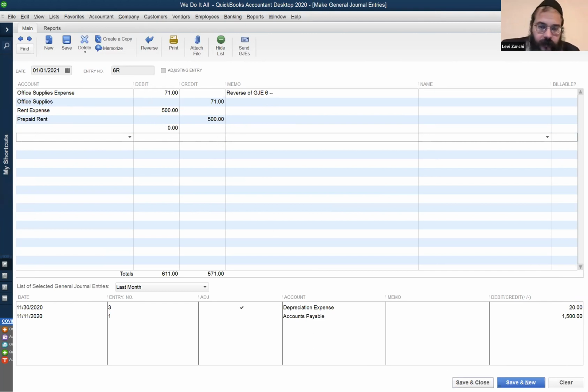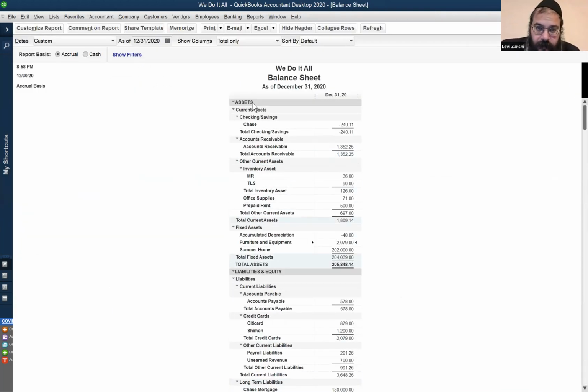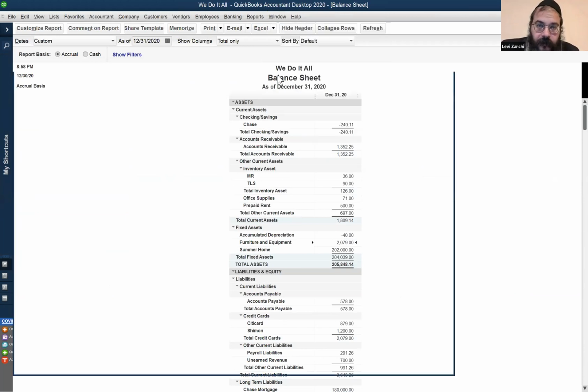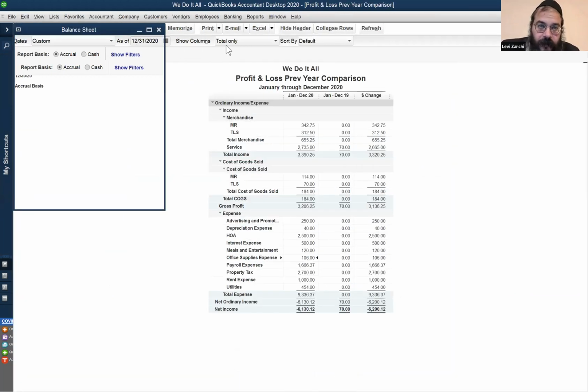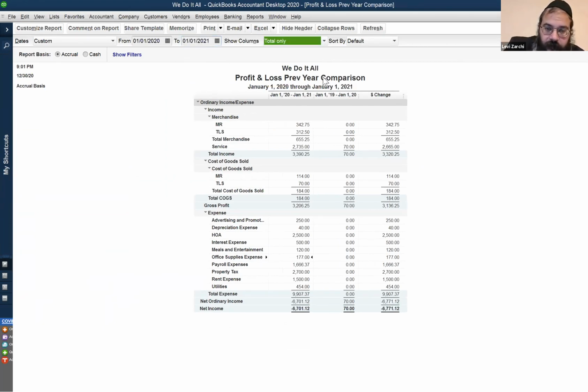And January 1, therefore, if we go to our P&L from 1 day later, we have a rent expense of 1,000 and office supplies is 106. But if I go plus one more day, it's going to bring me back the full rent expense through January 1, which was 1,500. The office expense is 77, but depreciation didn't disappear. It wasn't undone because we left it there.